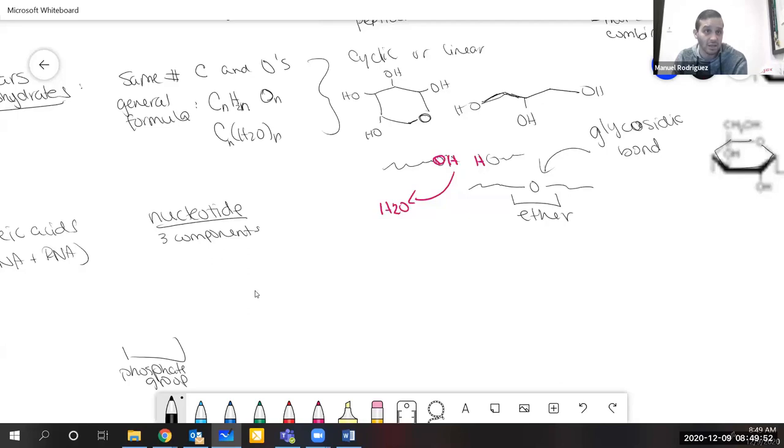They also have a sugar and they have a nitrogenous base. A nitrogenous base is just a molecule with a bunch of nitrogens. So the phosphate group could be either one, two, or three phosphates. I'm just gonna write one just to keep things simple.